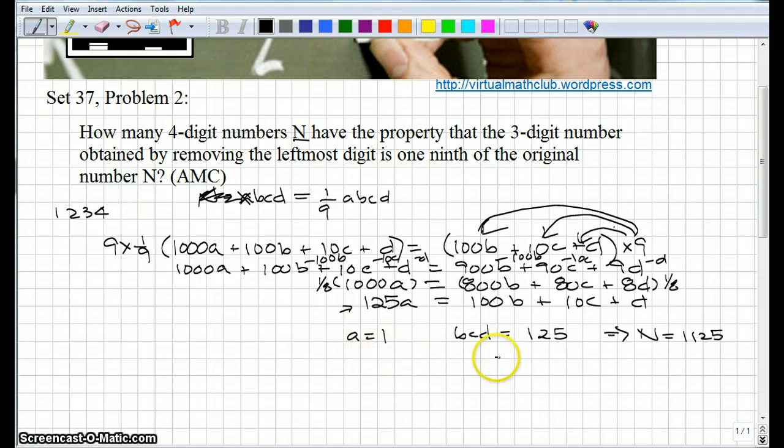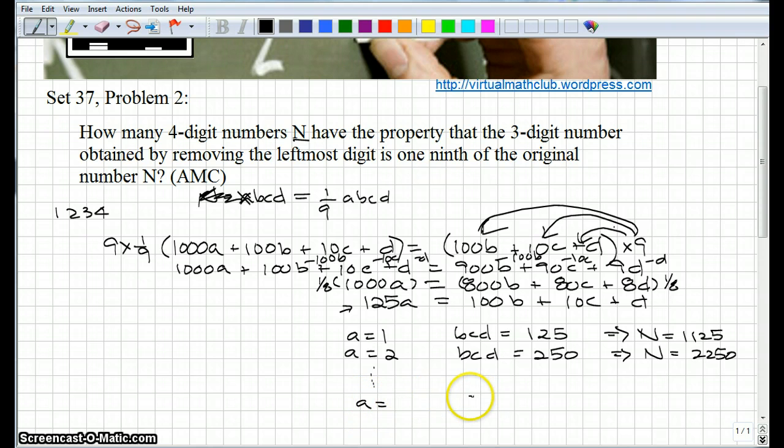So that's one possibility. If we have A equals 2, then BCD would have to be 250, right? So another possibility for n is when n is 2250. If you take 1/9 of 2250, you should get 250, hopefully. All right, and we could keep going. We could compute all those out, but let's look for the biggest A possible.